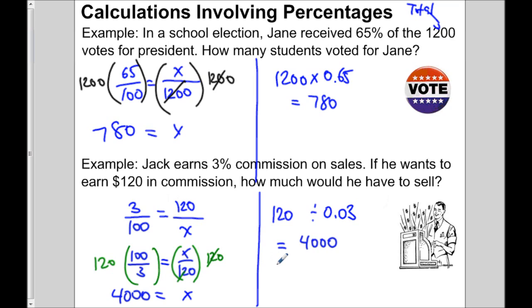Okay, so here's a shortcut if we want to figure out what the total is by dividing by the percentage. But if we only want to know a part of the total, we actually multiply with the percentage.